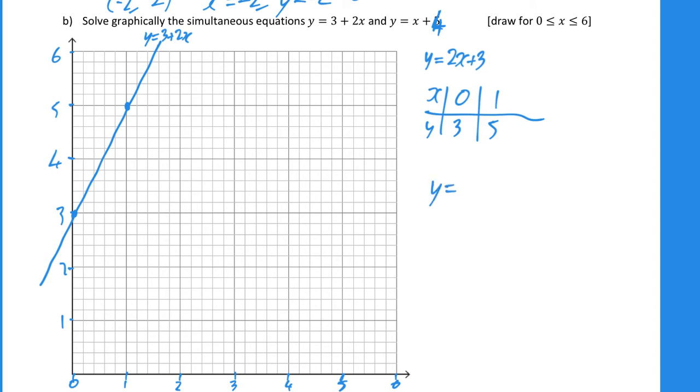So the other graph we're going to draw is y is equal to x plus 4. We're going to use your x values of 0 and see what the corresponding y value is. When x equals 0, y equals 4. When x equals 1, 1 plus 4 is 5.